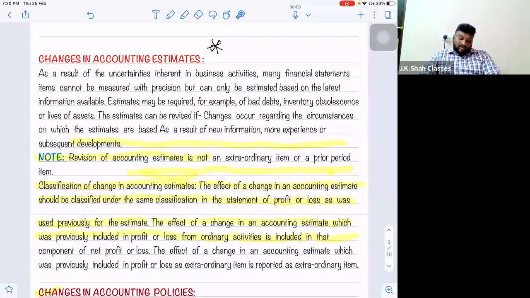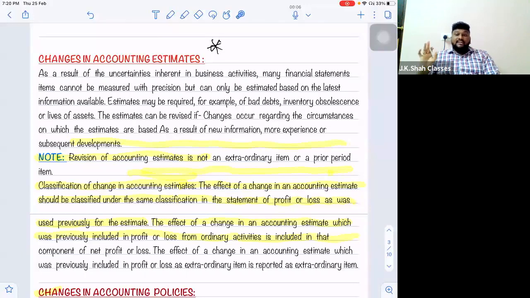Now, please understand, note, revision of accounting estimate is not an extraordinary item or a prior period item. Whenever you are changing an estimate, initially you don't declare it as an extraordinary or a prior period item. Changes in accounting estimates are initially not prior period nor extraordinary items. You have to check the effect of change. Whenever you are changing a particular accounting estimate, do not directly say that it is a prior period or an extraordinary item. It is not a prior period item for sure, because it is not the error or omission of past years. But you have to check the effect of change.